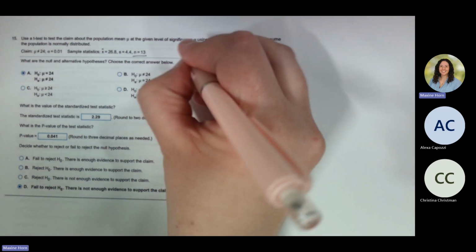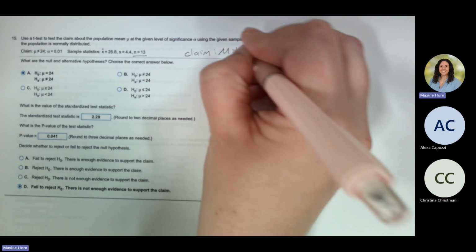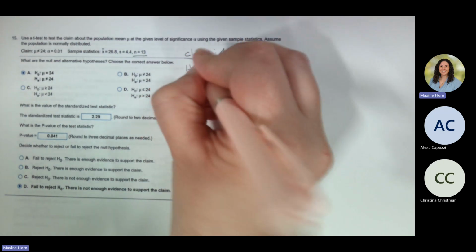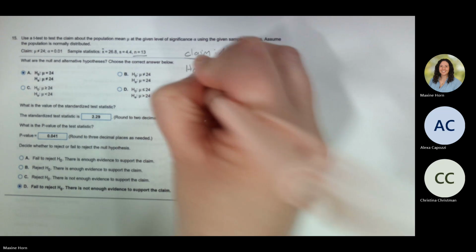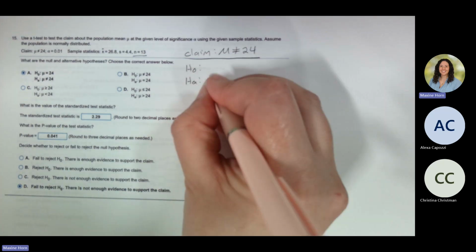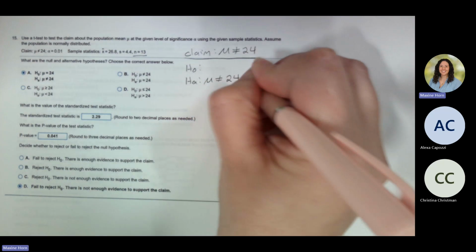All right, so our claim is that the mean is not equal to 24. So we have to determine if that is our null or if that is our alternative. Our null always has some type of equality, and this does not. This is a strict inequality. So again, they happen to give us an alternative hypothesis. That was our claim.